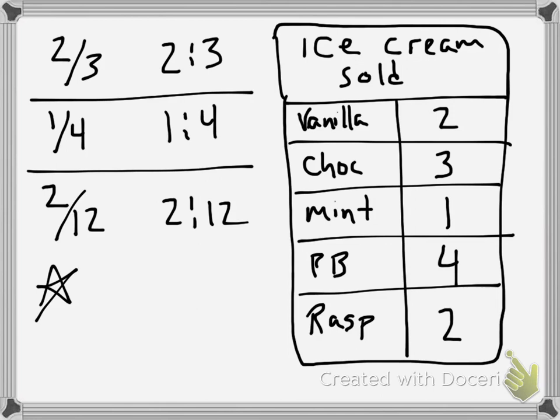Now this one right here gives us our first opportunity to reduce a ratio. So 2 over 12, you might recognize that those are both even numbers. So if it asked for you to reduce the ratio, these could be written in a simpler form. Because they're both even, we could divide them by 2 and say that in simplest form, the ratio of raspberry to total would be 1 to 6.